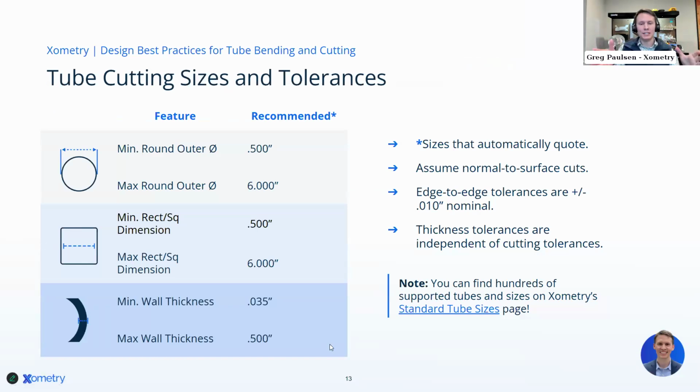Some basic dimensions to keep in mind for our instant quoting, and again, we could always work with exceptions as well.